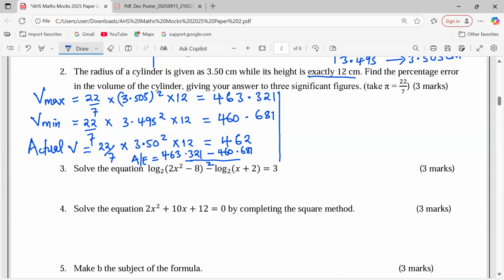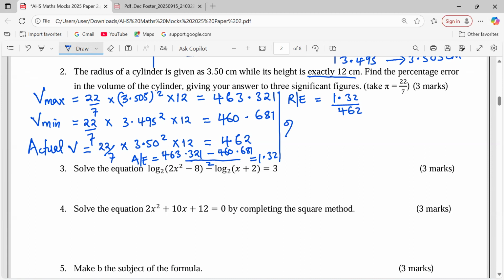Let me compute that. I'm taking 463.321 minus 460.681. This gives us, when we divide by 2, 1.32. So we can proceed to relative error, which is given by absolute error divided by actual volume.